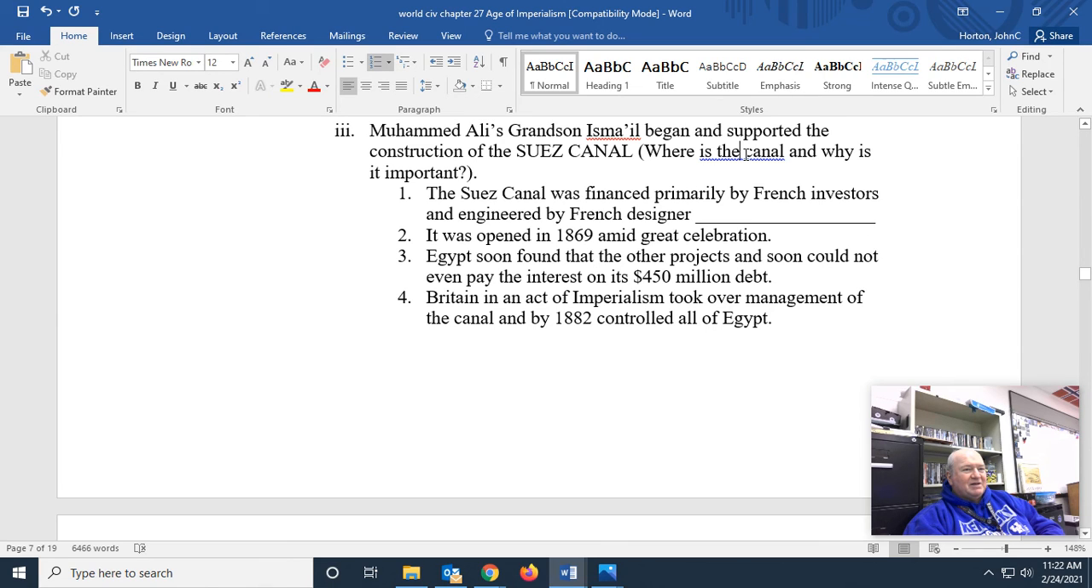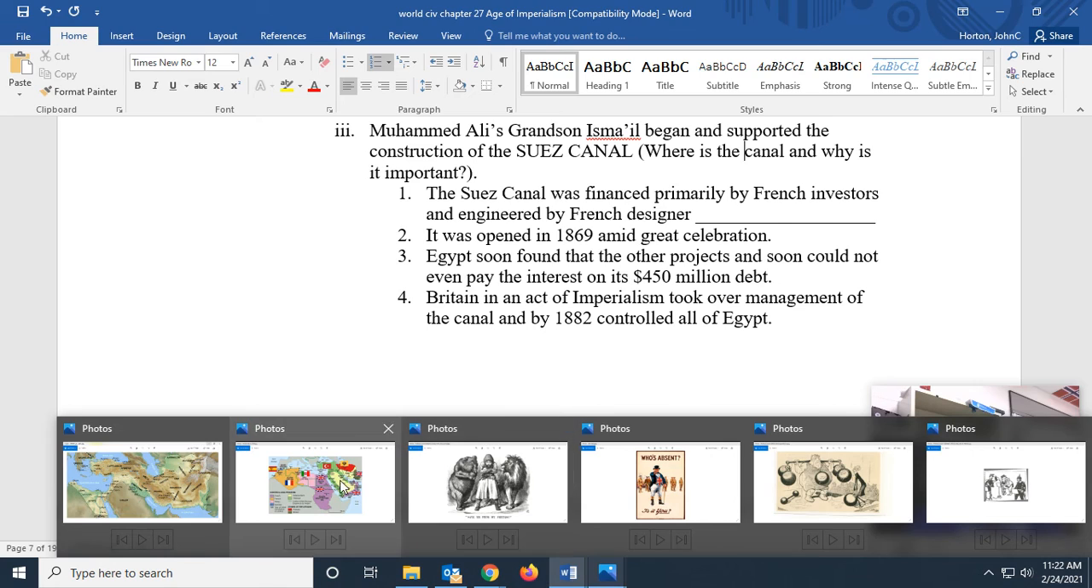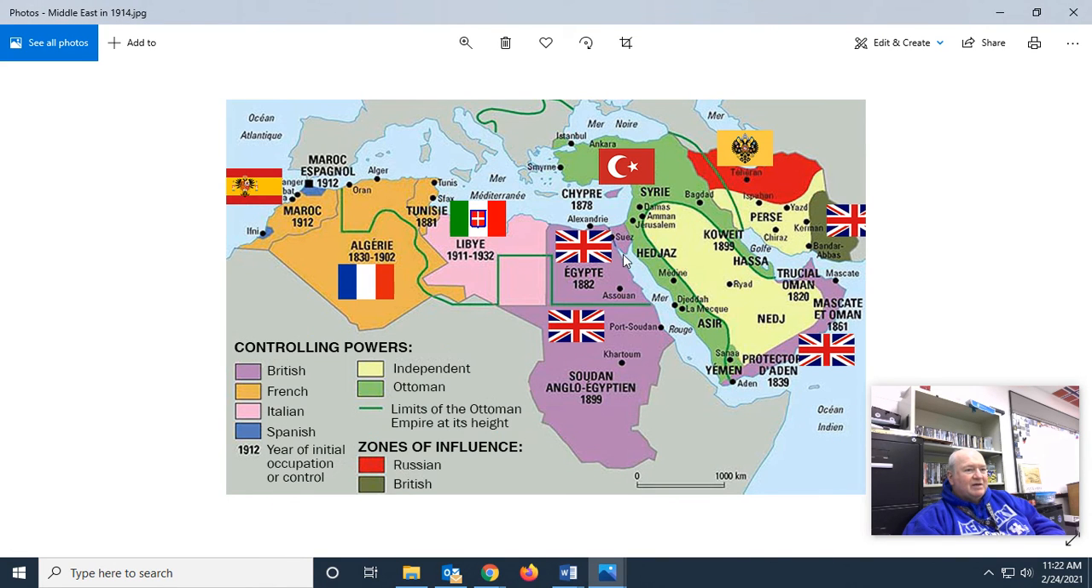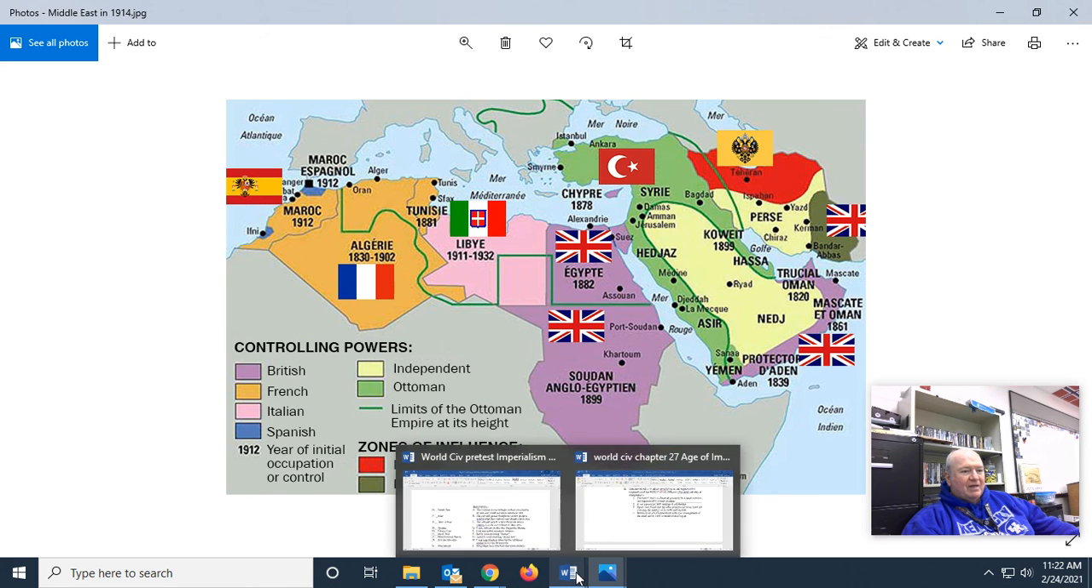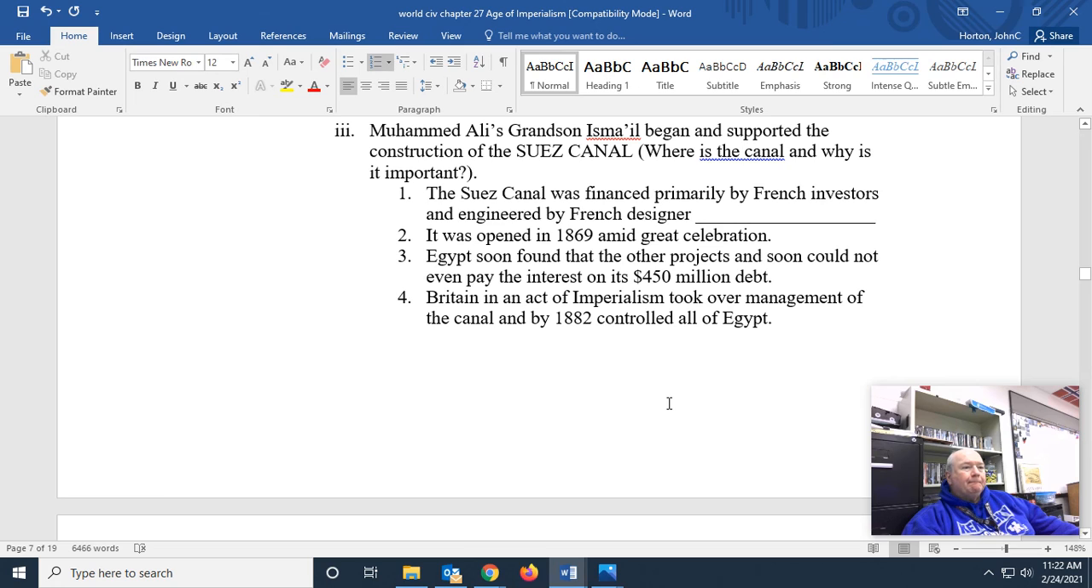Do I have to show you where the Suez Canal is? Yes, Suez Canal again here. In 1867, the French, using a guy by the name of Ferdinand de Lesseps, built the Suez Canal, which shortened that trip. The Suez Canal was financed primarily by French investors, engineered by French designer Ferdinand de Lesseps. It was opened in 1869 and called the engineering marvel of the ages.